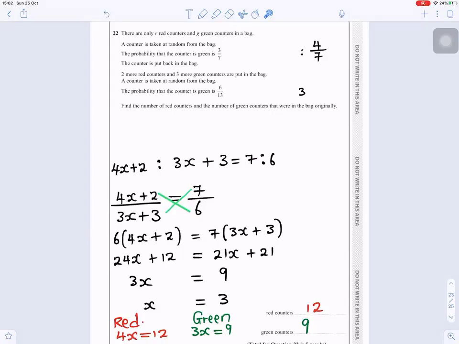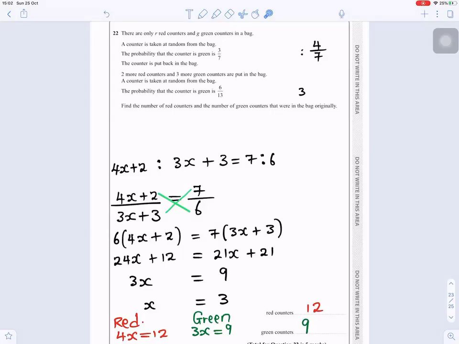You cross multiply. 6 times bracket 4x plus 2 equals 7 times bracket 3x plus 3. Expand. 6 times 4x is 24x, 6 times 2 is 12 on the left side. 7 times 3x is 21x, 7 times 3 is 21. Subtract 21x from both sides. 24x minus 21x gives you 3x. And then subtract 12 from both sides. 21 minus 12 gives you 9. So 3x equals 9.